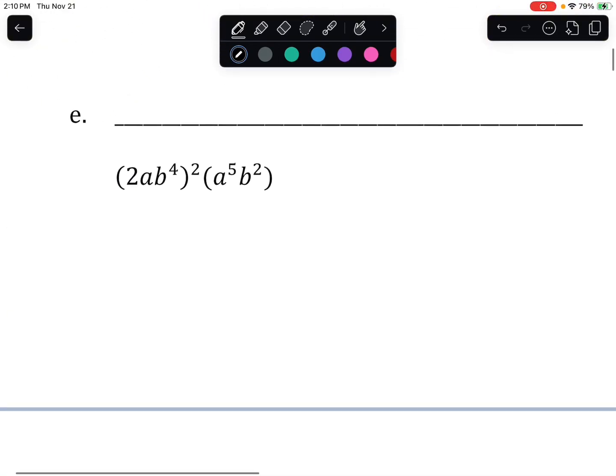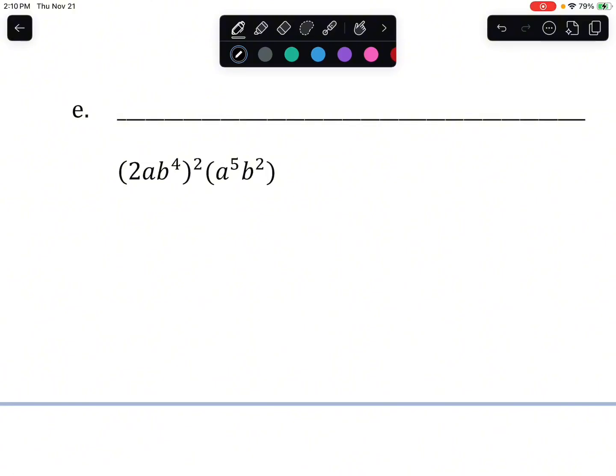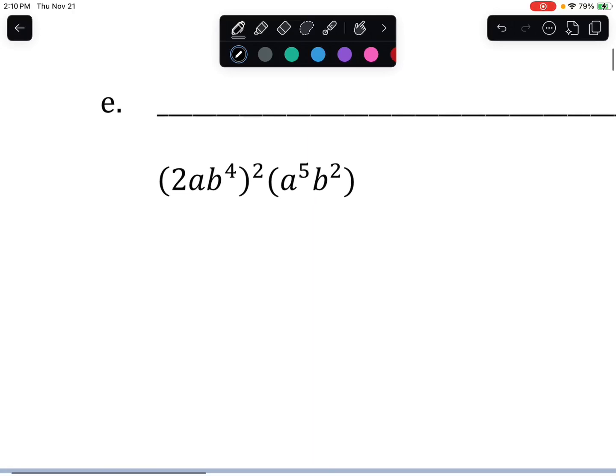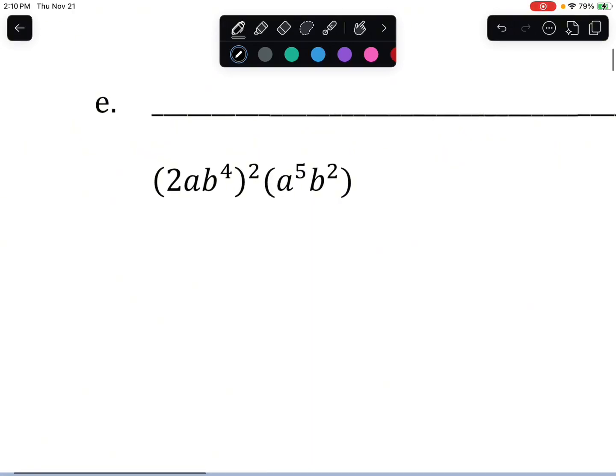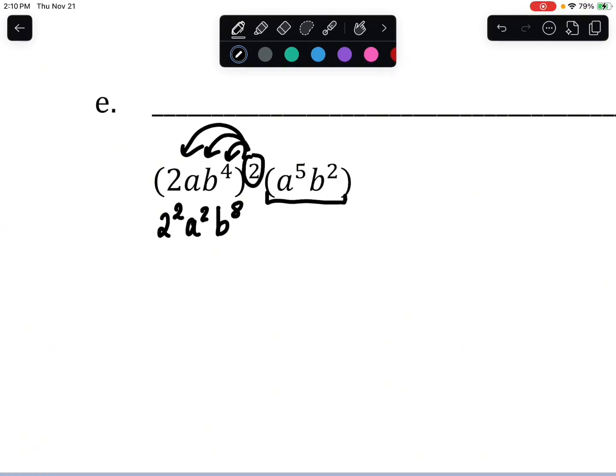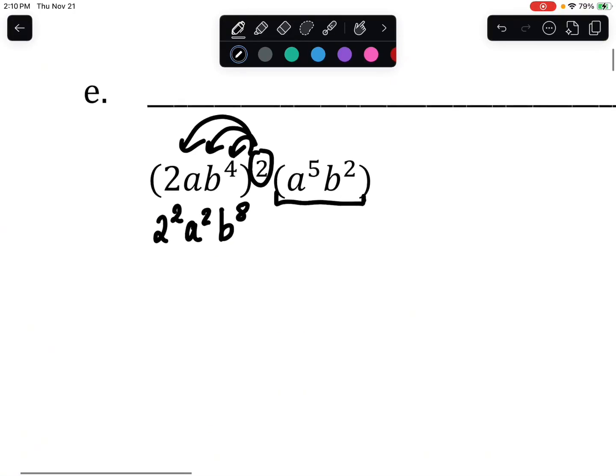Now we're going to start getting to examples where multiple rules apply, and usually the order you go about this doesn't matter, but a good rule of thumb is to get rid of parentheses first. This first set of parentheses is telling me to distribute 2 to the 3 terms inside the parentheses. So we would have 2 squared, a squared, b already had an exponent, so that's going to become 8. This second set of parentheses didn't have a purpose. There's nothing to distribute, so you can copy it down without the parentheses.